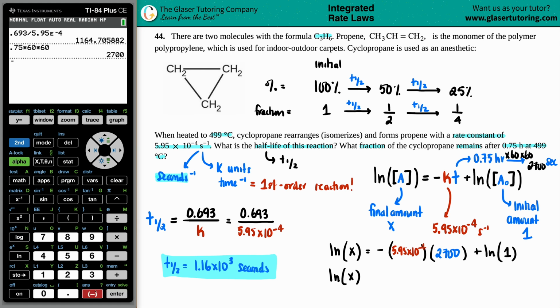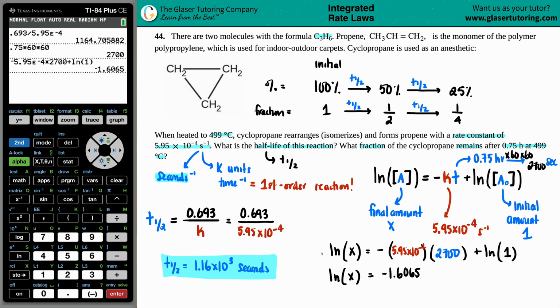So let's see. Negative 5.95. Don't forget that negative because that's part of the formula. So negative 5.95 times 10 to the negative fourth times 2700. Looks good to me so far. And then plus ln of 1. Close the parentheses. Okay, so we had ln of x equals negative 1.6065. But now we just want to get x.